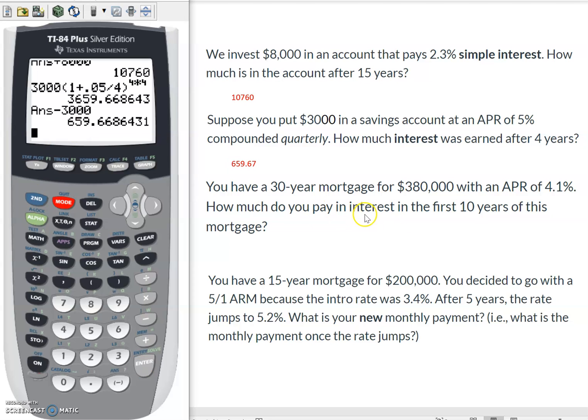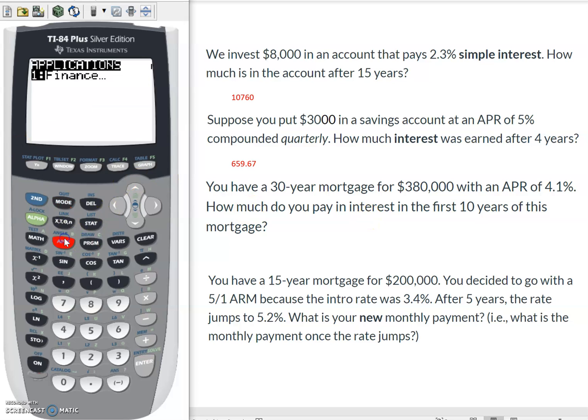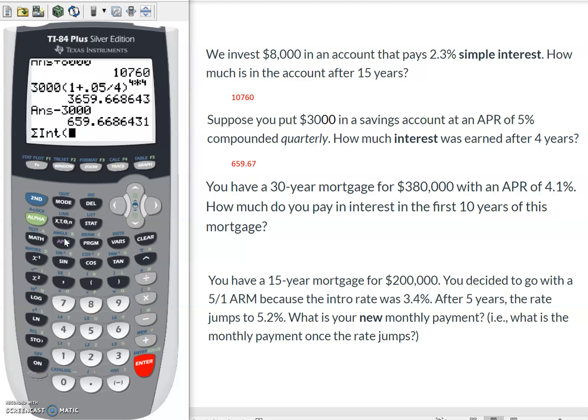If we're interested in just the interest, then we'd go back into apps and finance, but instead of doing the solver, we can scroll down. We've used these 3 functions before, right? The balance function, the sum of the principal, which is really how much equity we've built, how much we've actually paid toward the loan, and then the sum of the interest. So we want the sum of the interest.